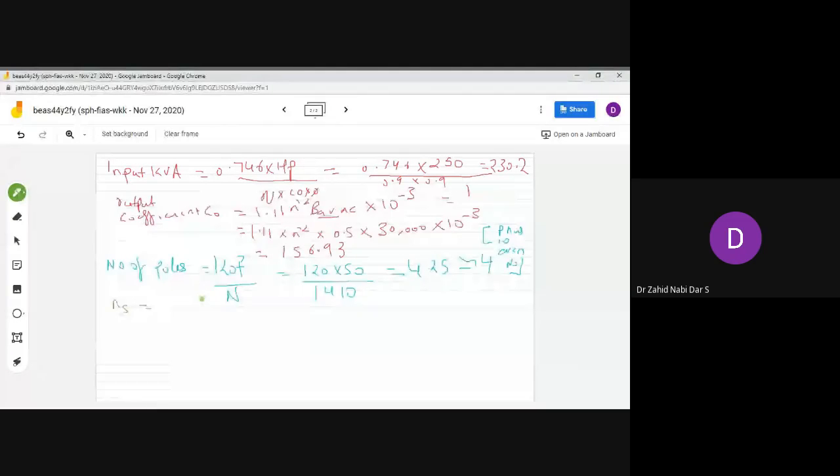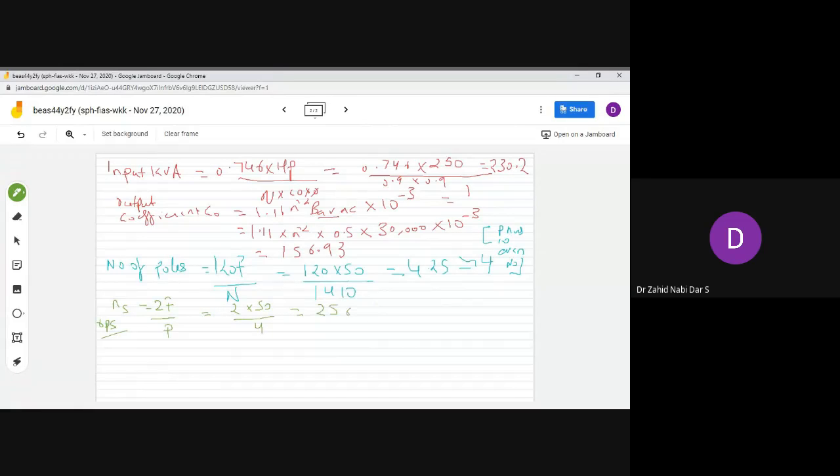Then the synchronous speed of the machine, that is Ns. This formula you know is equal to 2f by p, because this synchronous speed will be in rps. So 2 into 50, number of poles you calculated 4, so it comes around 25 rps.